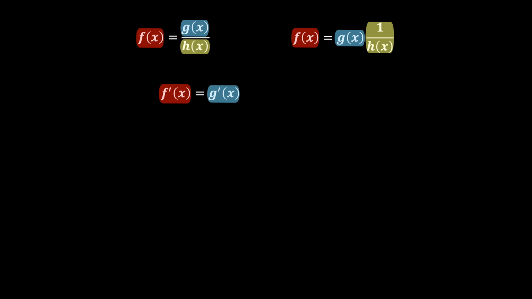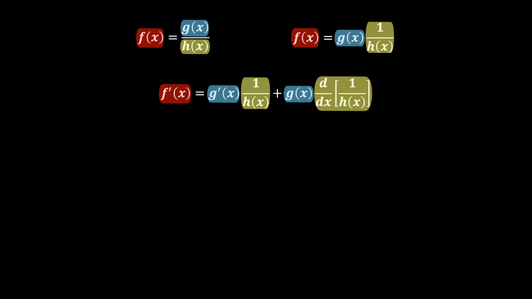First, we need to rephrase f of x into a multiplication of g of x by the reciprocal of h of x. That is 1 over h of x, which is the same thing as dividing g of x by h of x. But we can now apply the product rule to f of x by taking the derivative of g of x times the reciprocal of h of x and add g of x times the derivative of the reciprocal of h of x.